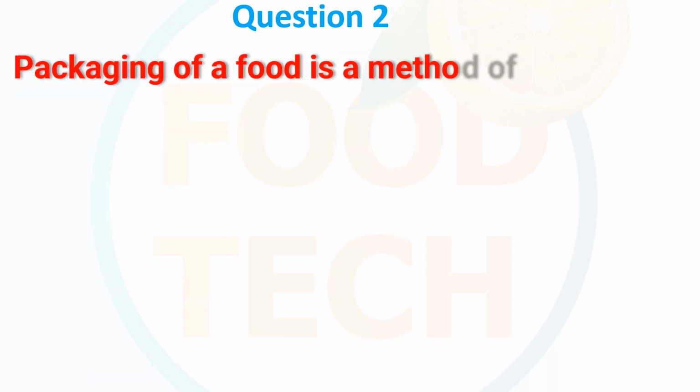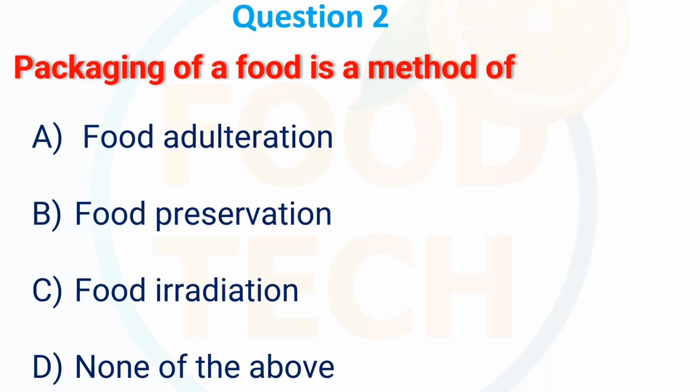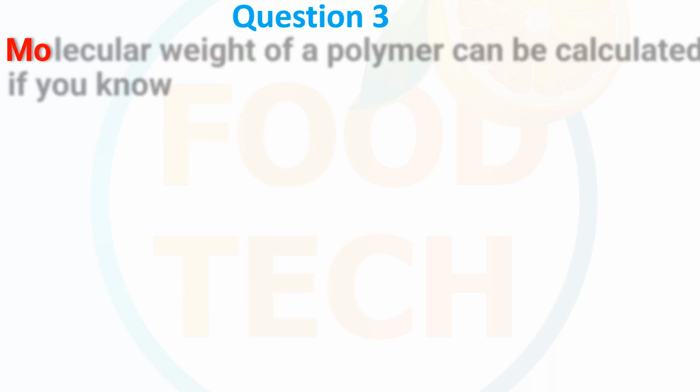Packaging of food is a method of: A. Food adulteration, B. Food preservation, C. Food irradiation, D. None of the above. The answer is B. Food preservation.